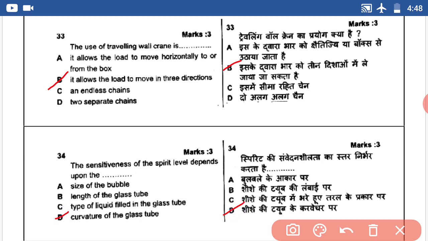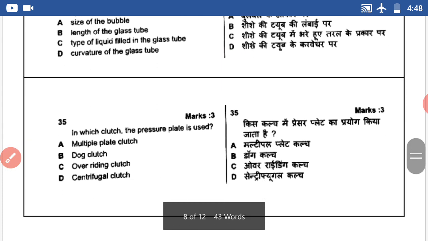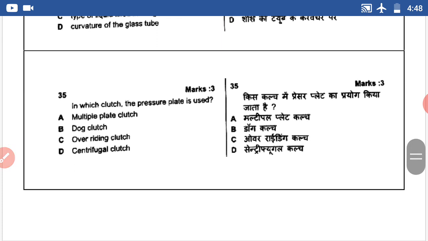Question number 35. In which clutch is the pressure plate used? Multiplate clutch. Answer A.